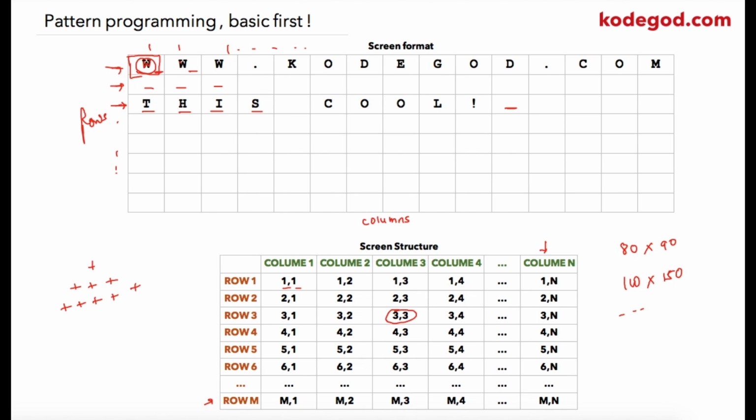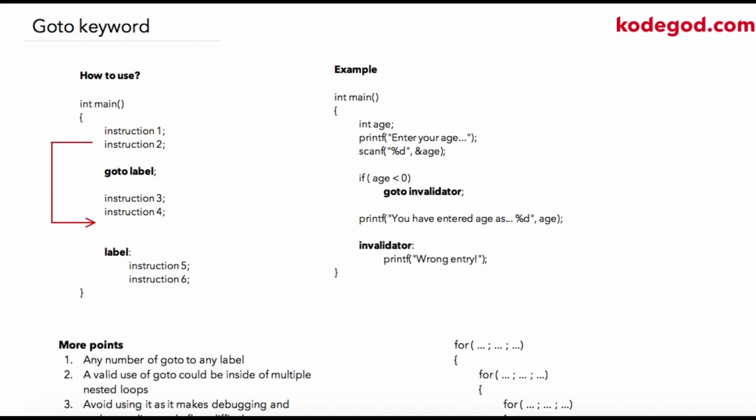These are very common problems, but are very important while you develop your programming logic. This will make your understanding of for loops and screen formatting very clear. In this lecture, we are going to learn about the Goto keyword.